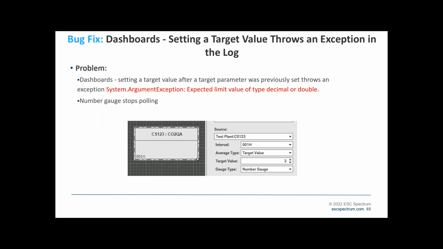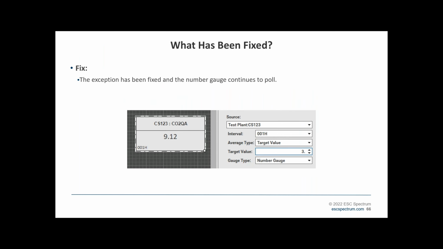Dashboards. Setting a target value throws an exception in the log. The problem was that setting a target value after a target parameter was previously set threw an exception and the number gauge would stop polling. This has been fixed in 7.2 and the number gauge continues to poll.